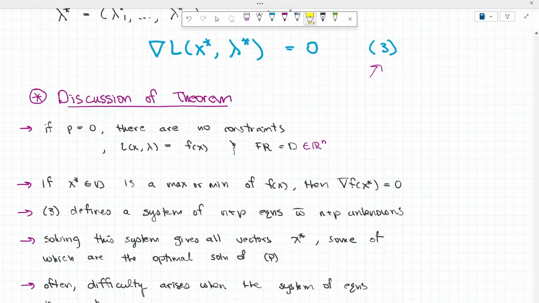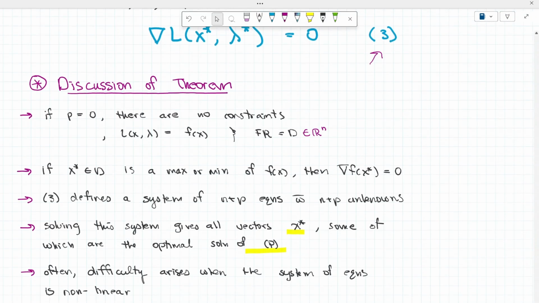Next, solving this equation gives us all the vectors x star, some of which are the optimal solution of our program. Like I said, these will all be candidate solutions, but from that list of candidates, we can find our optimal solution. Often, like I mentioned, we will be dealing with non-linear problems, and this can create more complicated solutions, so it's a little bit more computationally intensive to solve.